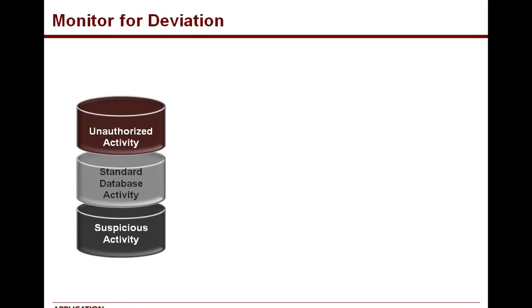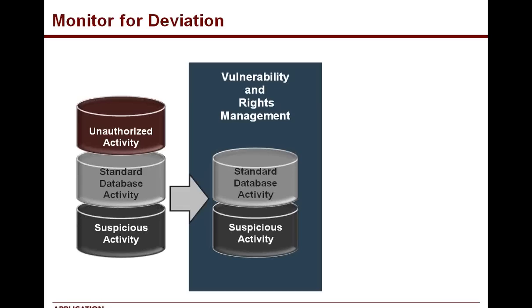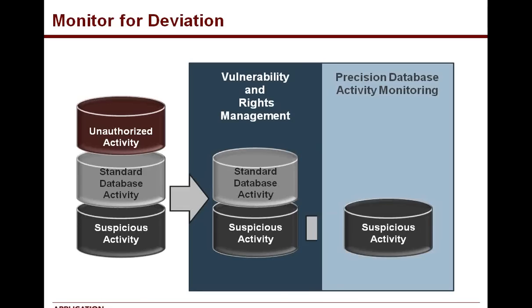The second level of activity we define are what we call the standard database activity. These are standard kinds of database commands that applications make to databases, but don't fundamentally touch your sensitive data. And then the final thing is what we'll call suspicious activity. That's the activity that you really want to maintain and gain control of and watch. So as we mentioned before, with vulnerability and rights management, we help you eliminate that unauthorized activity.